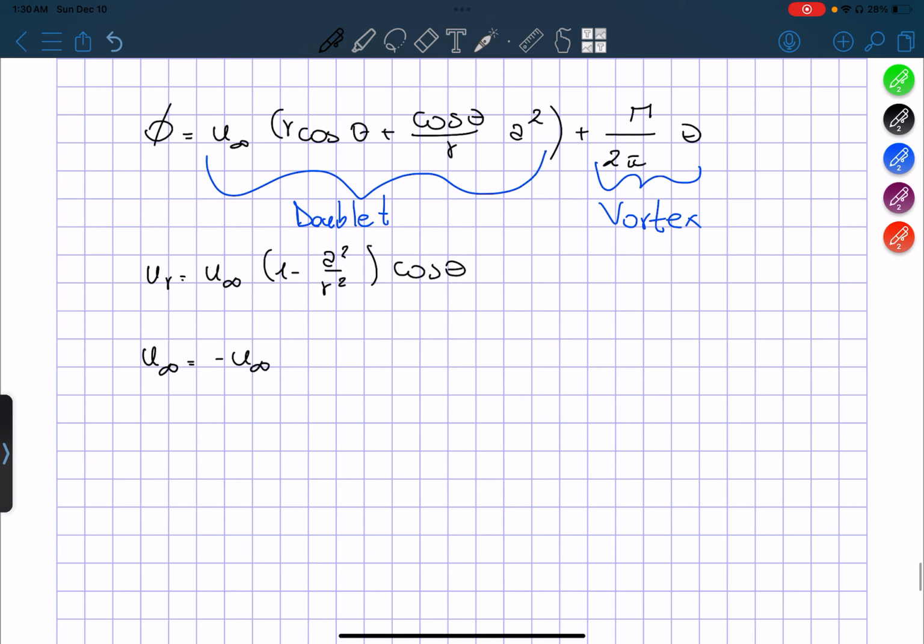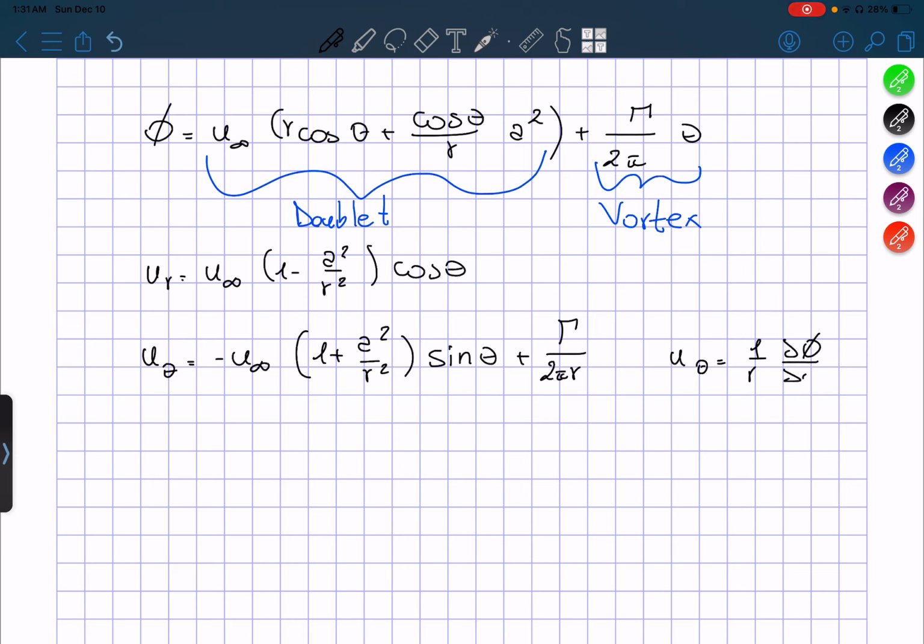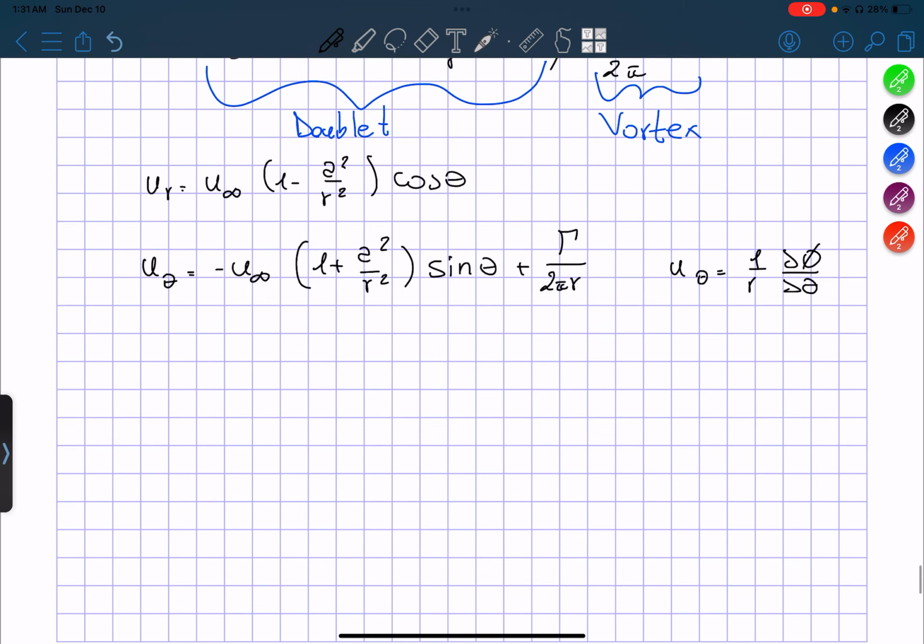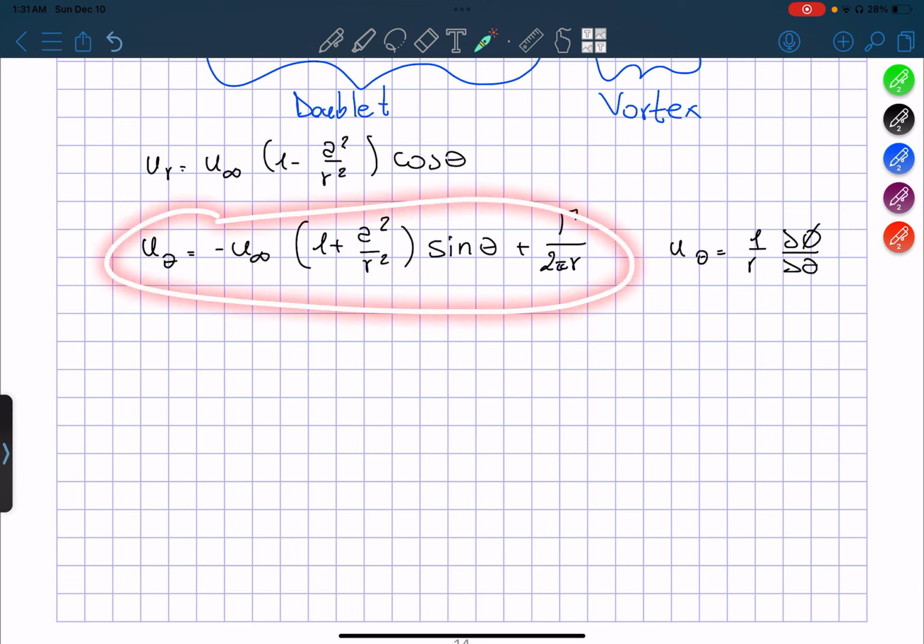Well, we have negative u infinity times 1 plus a squared divided by r squared times sine of theta, plus our gamma divided by 2 pi r. Well, I don't know if you remember, u theta is equal to 1 over r d psi d theta. Okay, I think it's correct. Okay, so this now changed.